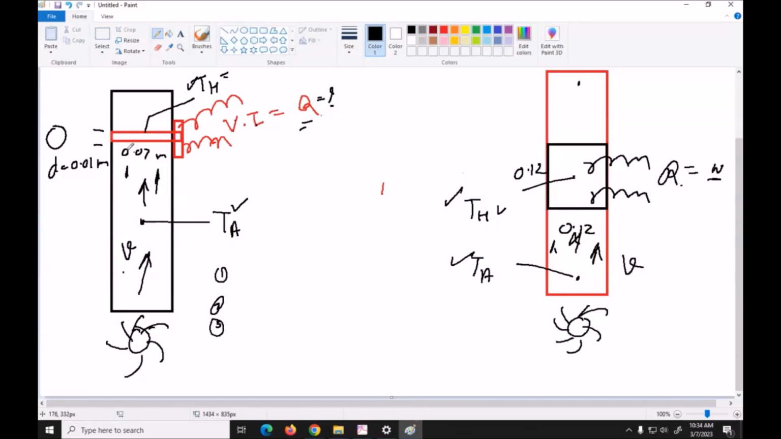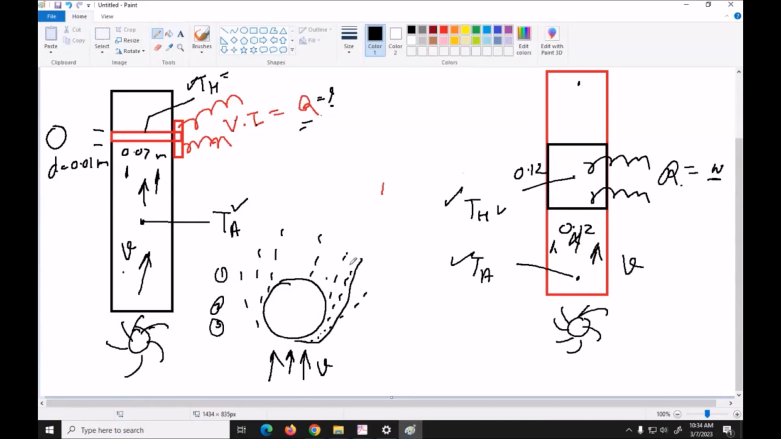Now when air flows over the horizontal cylinder, if you see from the side, it looks like a circle, and the air is flowing with a velocity v. This air will become hot and go up, and we will find a boundary layer like this. This is the boundary layer separation as hot air moves out and the air moves up. The effective heat transferring length is this, and it is the diameter d.